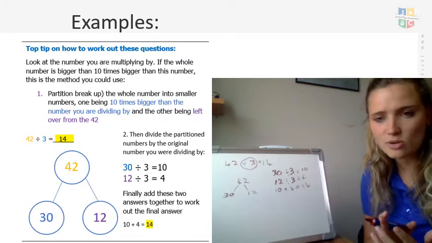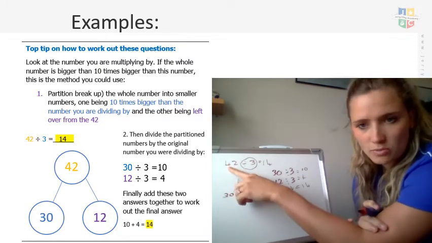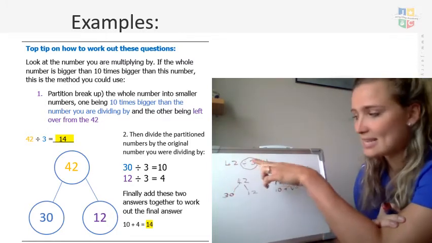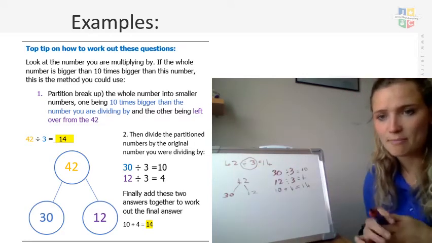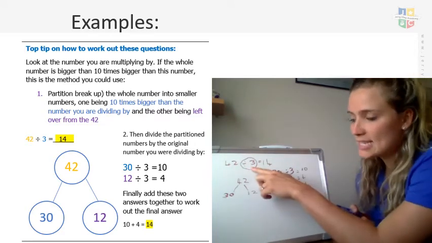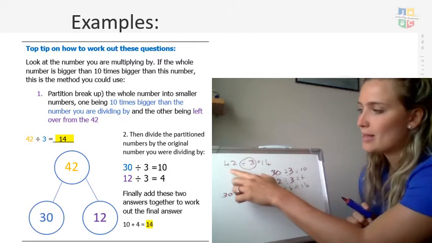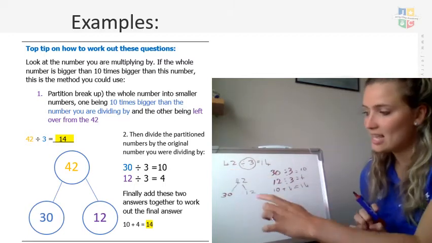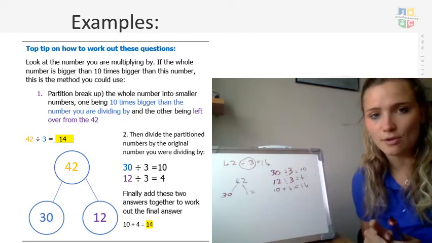So that's just a way to do it. If your whole number that you're starting with is bigger than 10 times the number you're dividing by, so for example, 10 times 3 is 30, and because 42 is bigger than 30, this will be the method I would use to help.